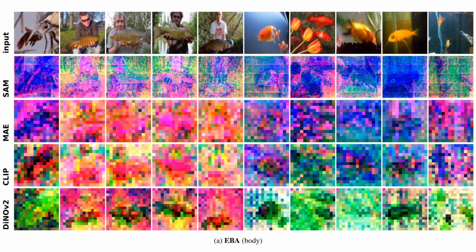This image shows more examples from the body-selective brain region EBA. Features are on the body but not including the face. We can segment out the human body from CLIP and DINOv2 features. SAM and MAE have poor body features.